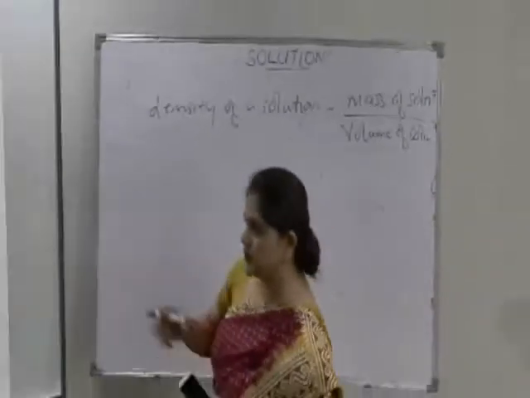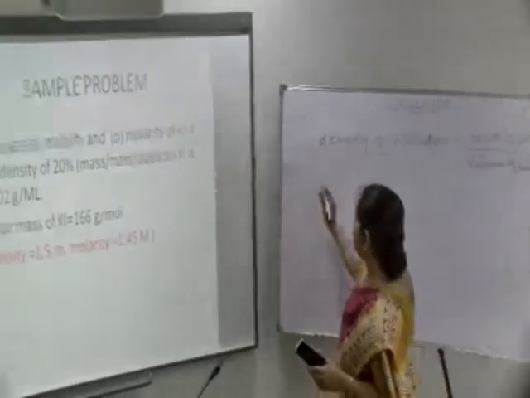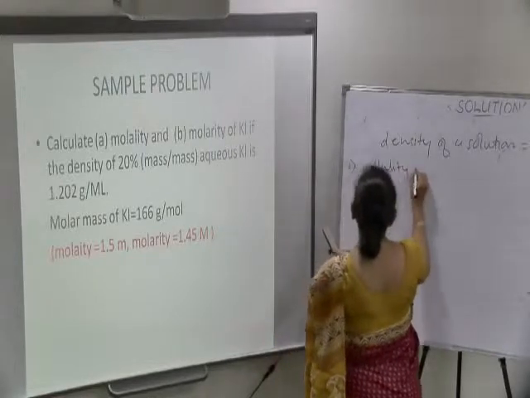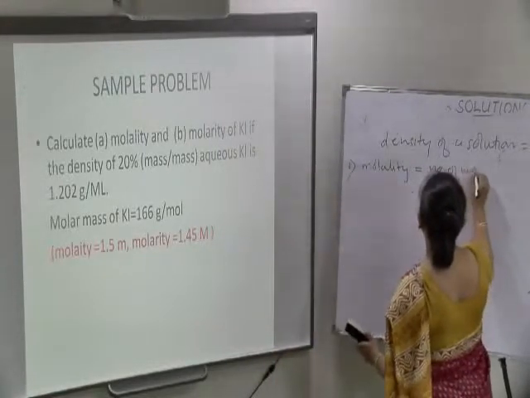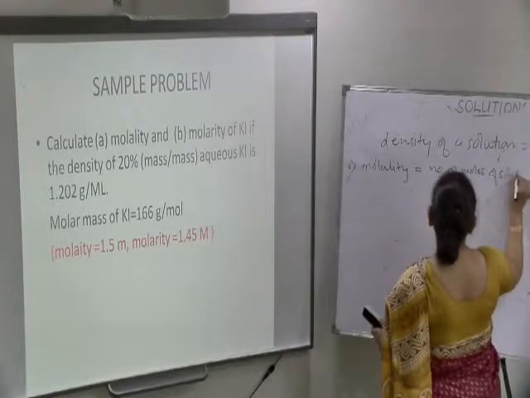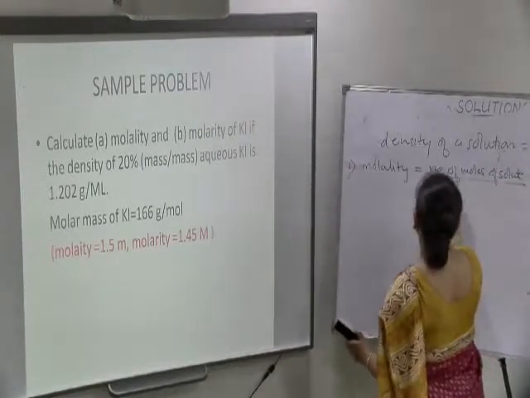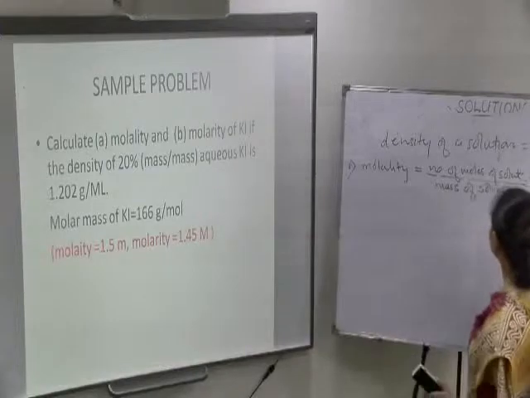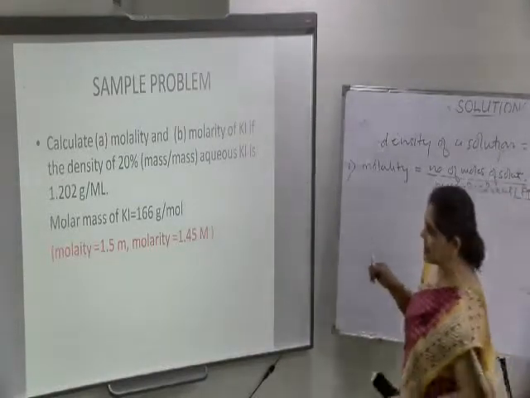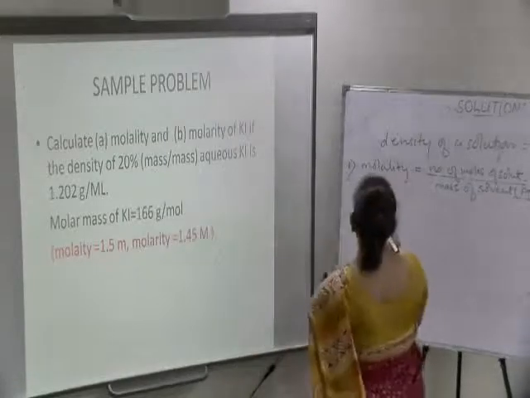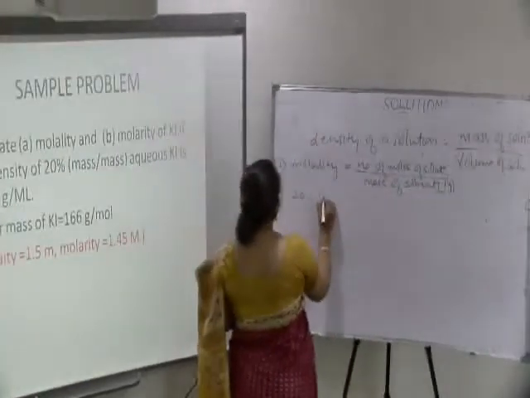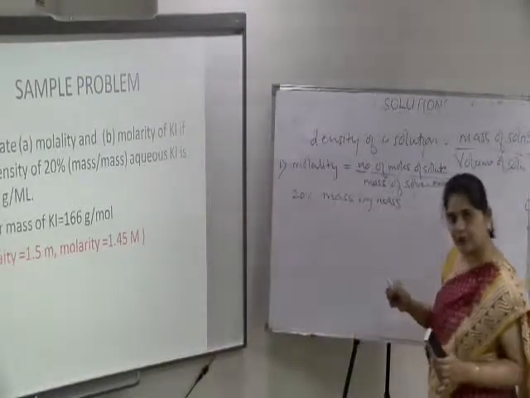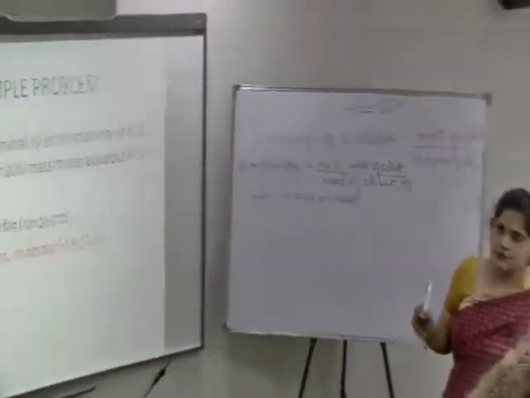Let's, using this formula, first calculate the molality. When the first part says calculate molality, we know that molality is the number of moles of solute present in a kg of solvent, that is, the mass of solvent in kg. Let's interpret this data. 20% mass by mass means that 20 grams of the solute is present per 100 gram of the solution.